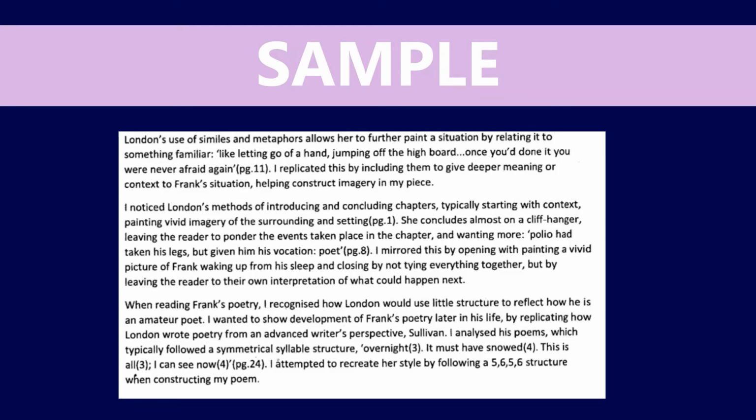The final one. When reading Frank's poetry, I recognised how London would use little structure to reflect how he is an amateur poet. I wanted to show development of Frank's poetry later in his life by replicating how London wrote poetry from an advanced writer's perspective, Sullivan. I analysed his poems, which typically followed a symmetrical syllable structure. "Overnight. It must have snowed. This is all I can see now." I attempted to recreate her style by following a 5-6-5-6 structure when constructing my poem.